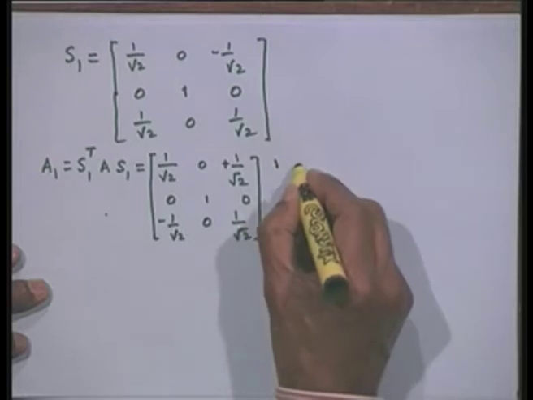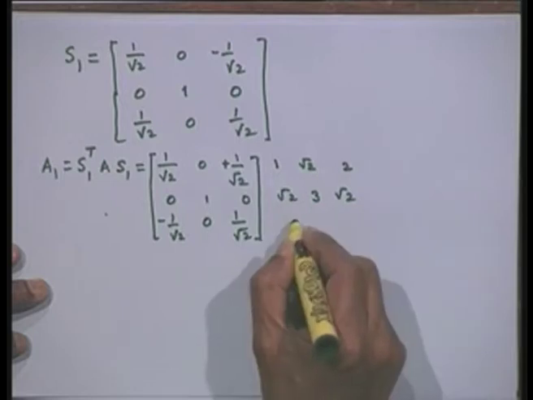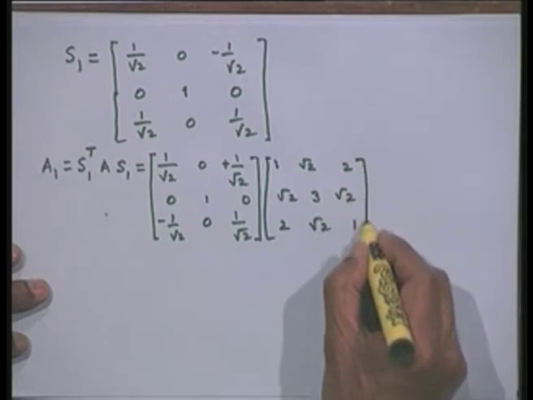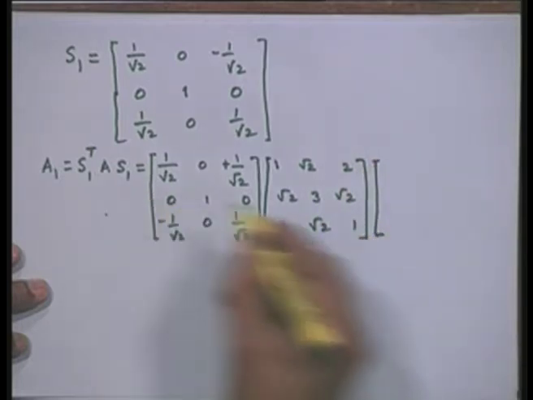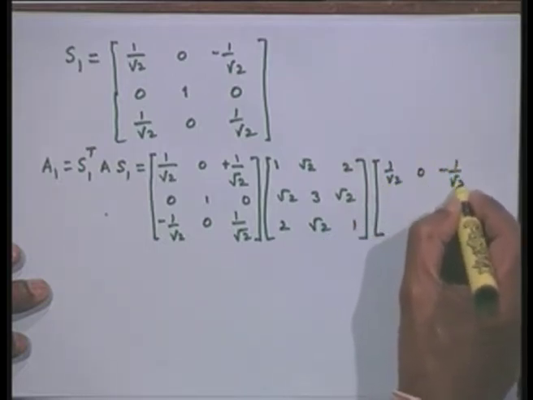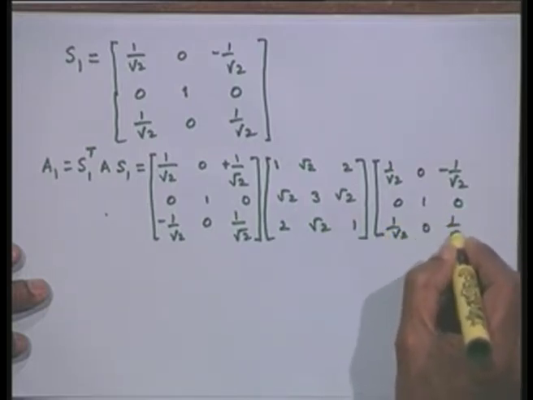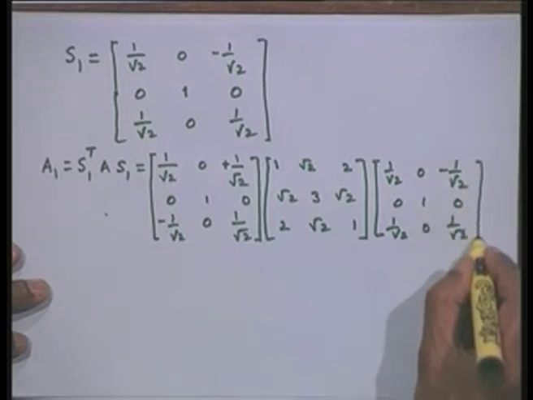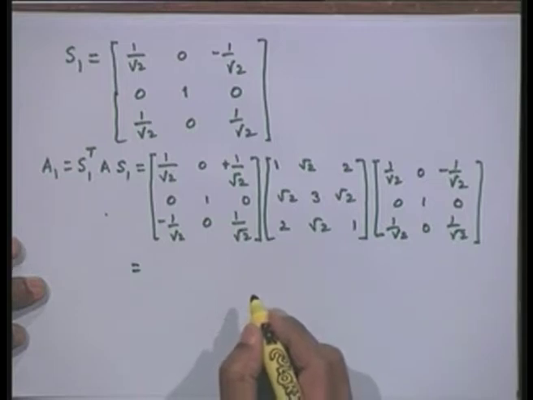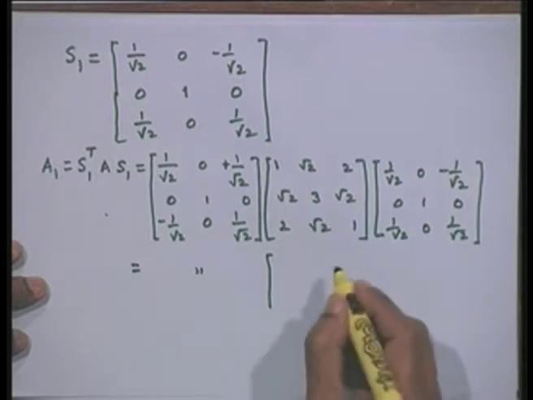The matrix A is 1, root 2, 2, root 2, 3, root 2, 2, root 2, 1. Then we have S1, that is 1 upon root 2, 0, minus 1 upon root 2, 0, 1, 0, 1 upon root 2, 1 upon root 2. Now, let us retain this matrix as it is. Let us multiply these two matrices.